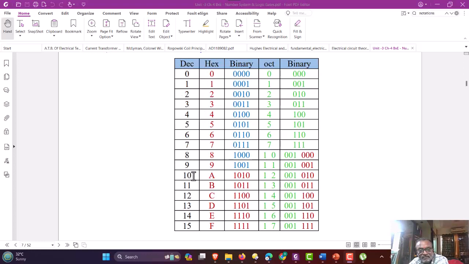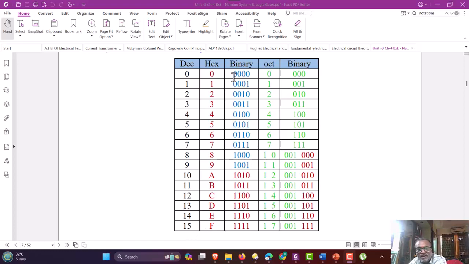In decimal, after 9 it will be incremented to 10. Whereas hexadecimal has a total of 16 symbols, so the next symbols will be A, then B, then C, then D, then E and F. Therefore F corresponds to 15 decimal.